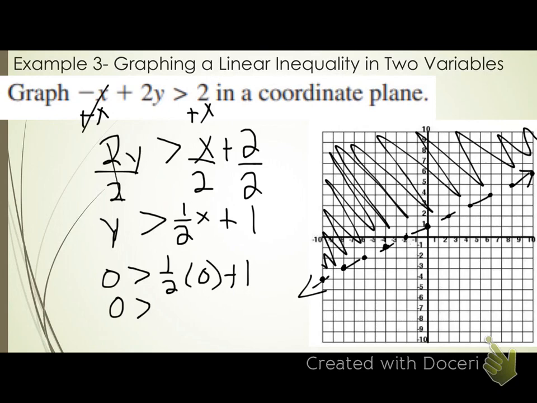What's 1/2 times 0? What's 0 plus 1? Is 0 greater than 1? No. So here is 0, 0. When I plugged in 0, 0, it gave me a false statement, correct? So I know I needed to shade the opposite side of the boundary line. Does that make sense? Any questions there? Not too bad? That'd be my graph right there. Can I move on?